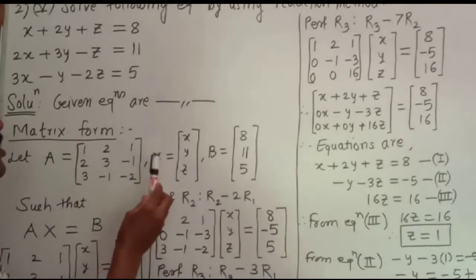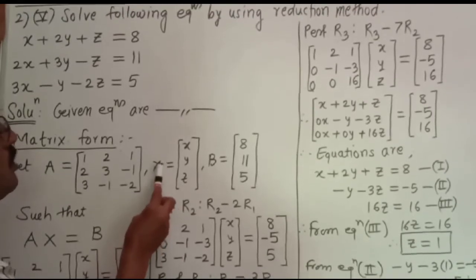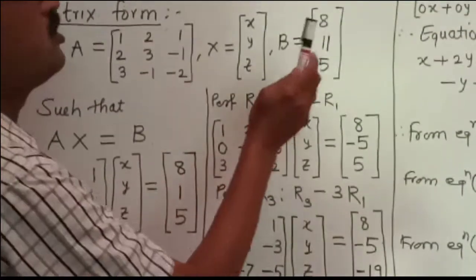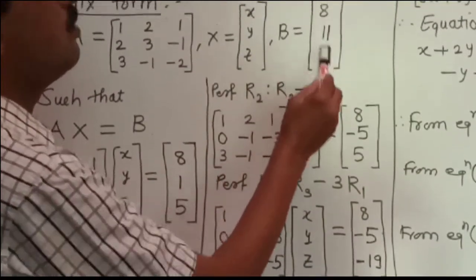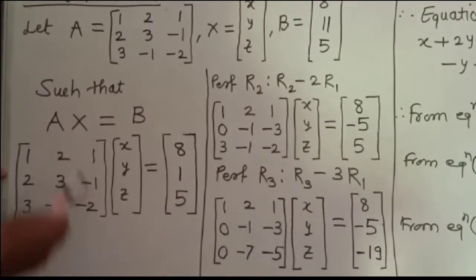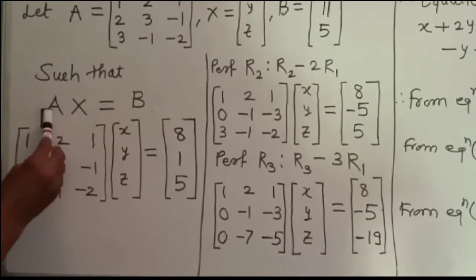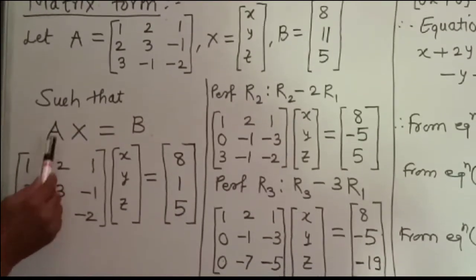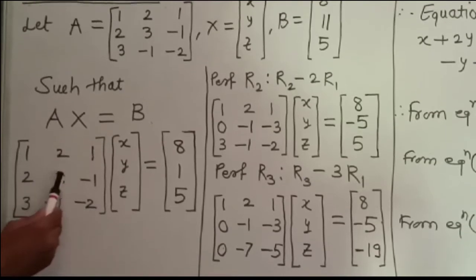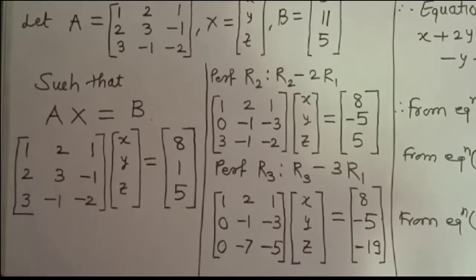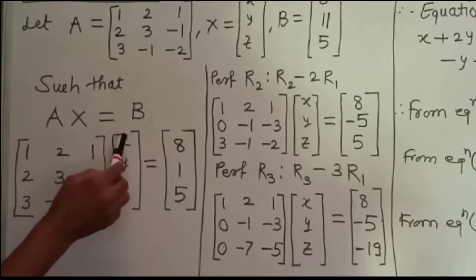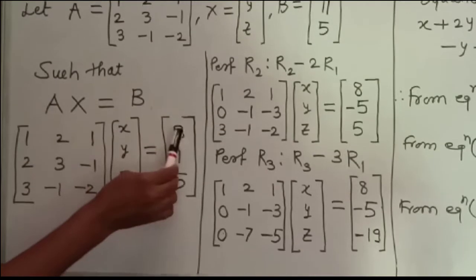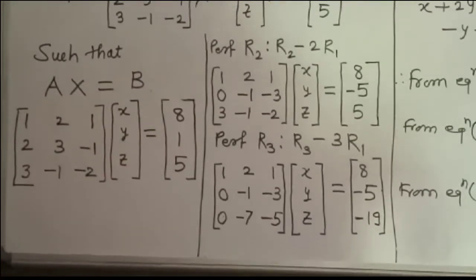Now matrix X should be determined, and this matrix X is equal to the column matrix x y z, and matrix B is equal to the column matrix 8 11 5, such that the matrix equation is AX is equal to B. Capital A is equal to 1 2 1, 2 3 minus 1, 3 minus 1 minus 2. Then we put the value of X, a column matrix of small x y z, equal to capital B, the matrix 8 11 5.